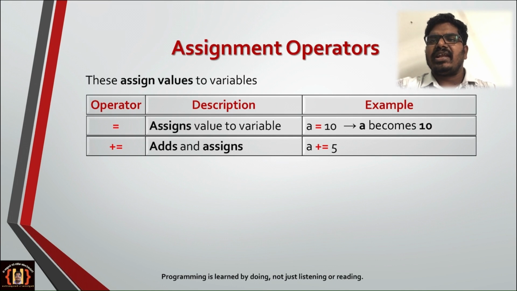You can see in the example on the right-hand side, a plus equal to 5. Its meaning is that a plus 5 is added, and that result is assigned again to a. For example, if a equal to 10, first a plus 5, that is 10 plus 5, is added. 10 plus 5 is 15. Now a becomes 15.